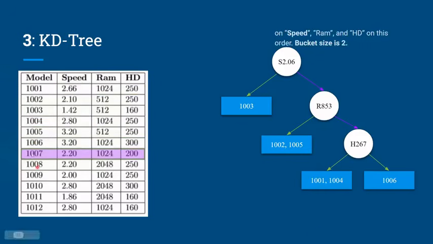Good. Then 1007. 1007 having a speed of 2.2 greater than 2.06. Then a RAM of 1024 is greater than 853. So we go to the right. Then 200, which is less than 267. So we should go to the left.